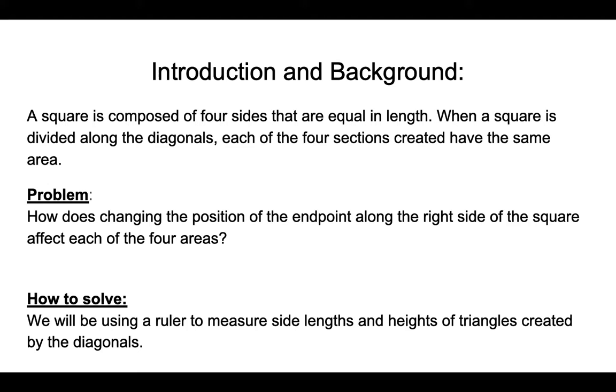The problem: how does changing the position of the endpoint along the right side of the square affect each of the 4 areas? How did we solve it? We will be using a ruler to measure side lengths and heights of triangles created by the diagonals.